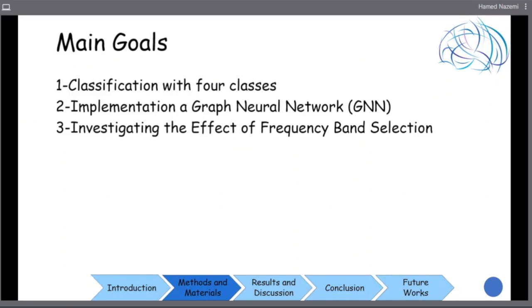If H means high, L means low, V means valence, and A means arousal, these four classes are HAHV, HALV, LAHV, and LALV. In the arousal and valence plane, there are four regions, and we want to classify all data into these four classes. As a third goal of this research, we investigate the effect of frequency band selection on the accuracy of emotion recognition.